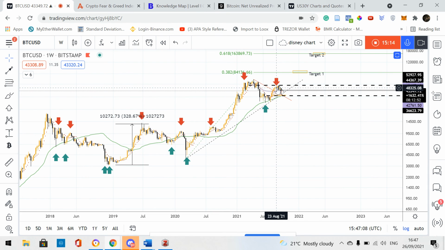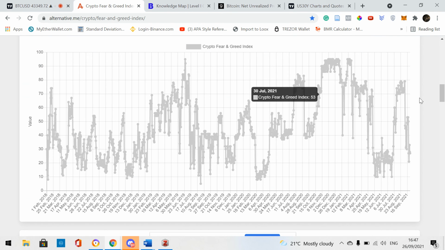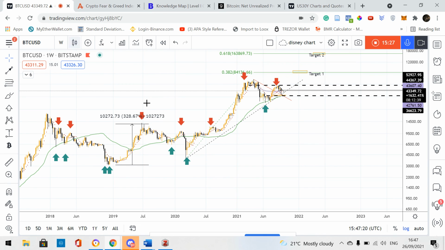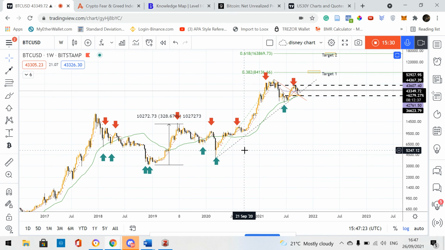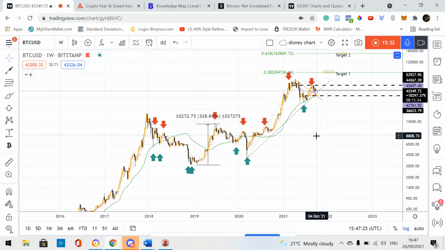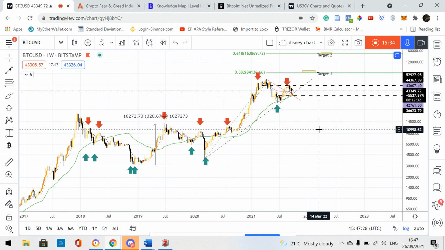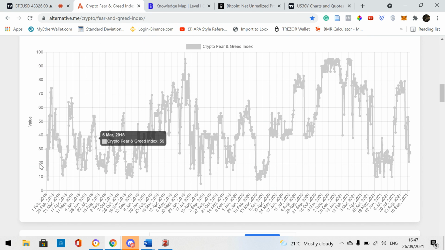So it was the 23rd of August. Let's have a look. Here we go. Again, just over 70. And this one was again an area where I would have taken some profit out. So this is a really easy strategy that I hope will help you be more profitable in the market. Just anything below 20 on your fear and greed index is a good buying opportunity, and anything over 70 is a great selling opportunity.